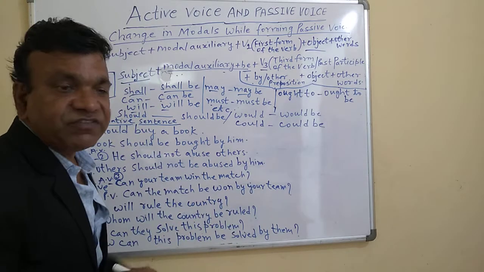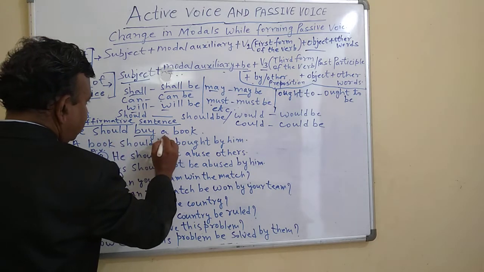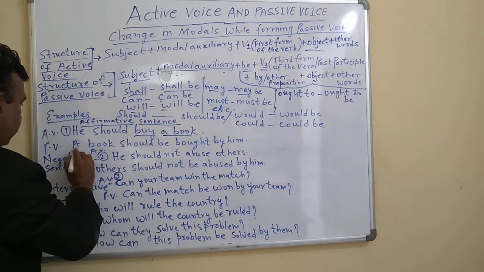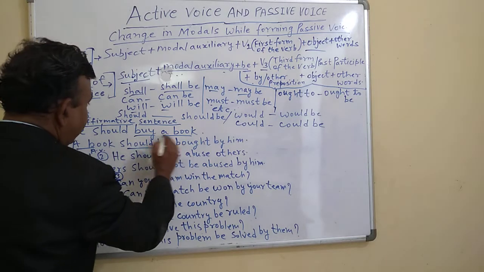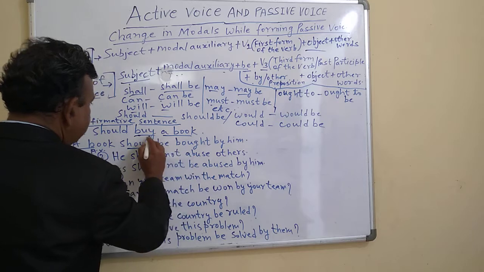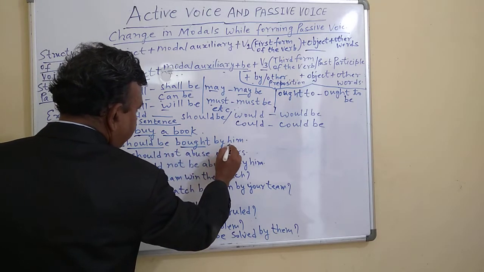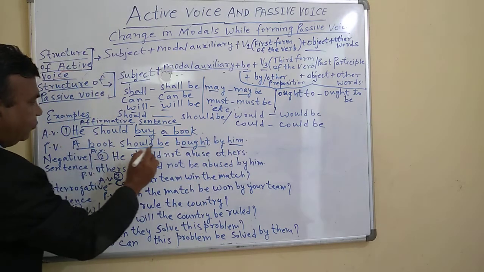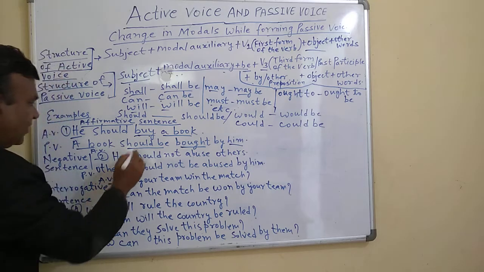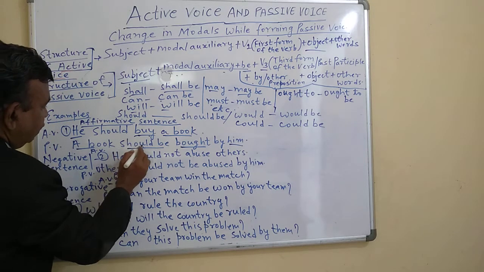Now you see some examples. Example: he should buy a book. So a book is the object here. So it will come: a book should be. Should changes into should be. And buy, the third form of buy is bought. So we have written here bought. He changes into him. So yeah, a book should be bought by him. Like that, we have to keep in mind here that should changes into should be.